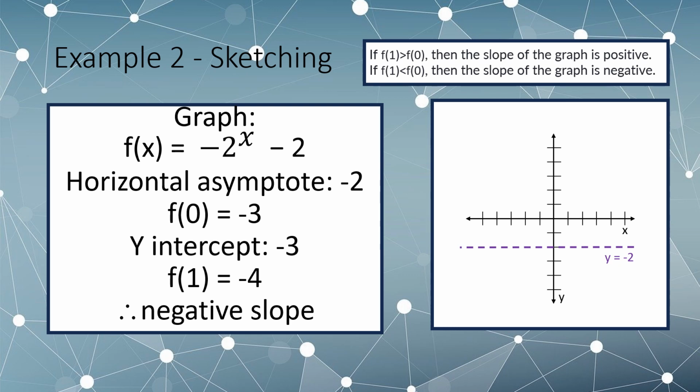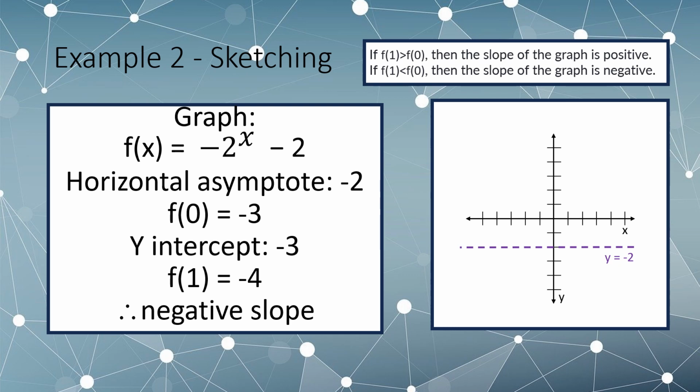Now our f of 1 value, or where x equals 1, is going to be -2 to the power of 1 subtract 2, meaning we're going to have -2 take 2, which is going to give us -4. This means you can see our f of 1 this time is less than our f of 0, meaning we're going to have a negative slope. That means the curve's going to be curving down.